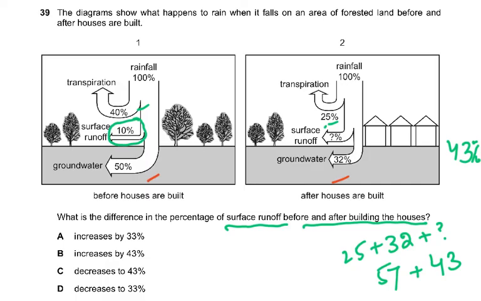So very easily you can calculate this runoff by adding 25 and 32, which is 57, and 100 minus 57 is 43. So runoff here would be 43%. Now from 10%, it has gone up to 43%. So what is the difference in the percentage of surface runoff before and after building the houses? From 10 it has gone up to 43, so it increases by 33%. So that is why the answer to 39 is an A.